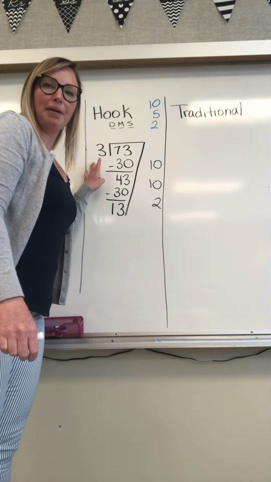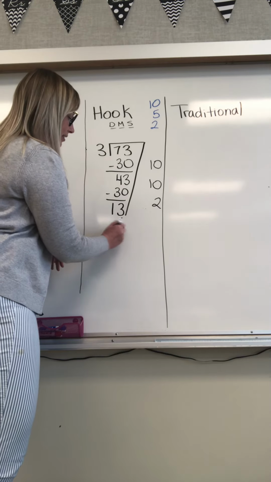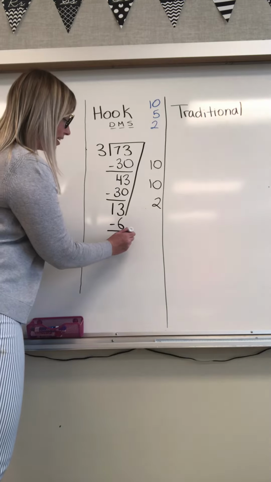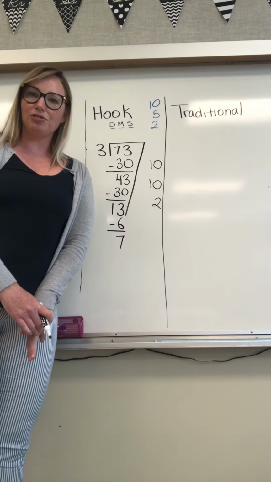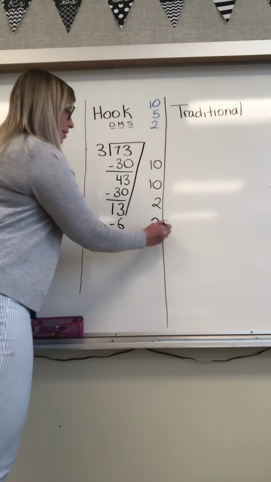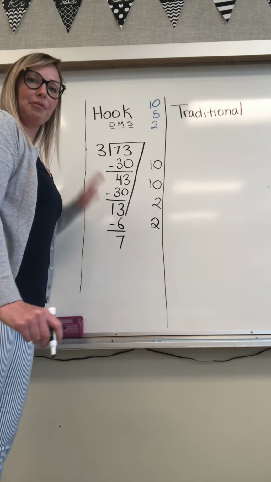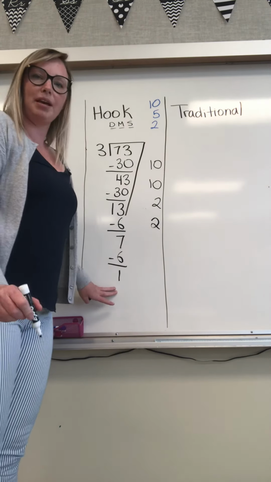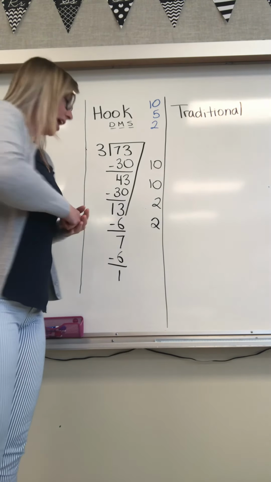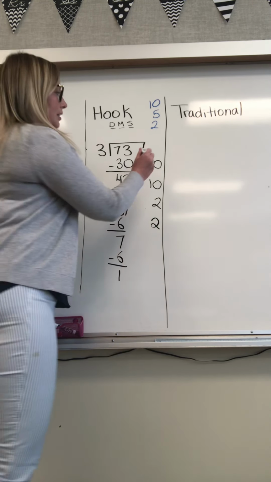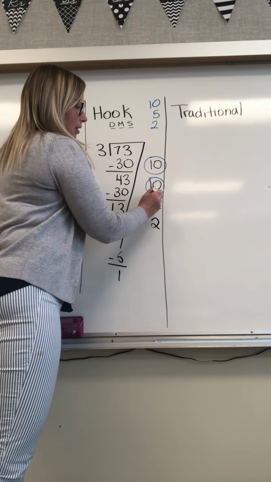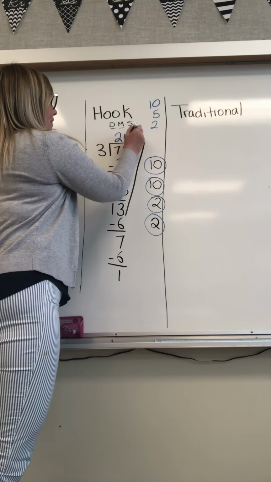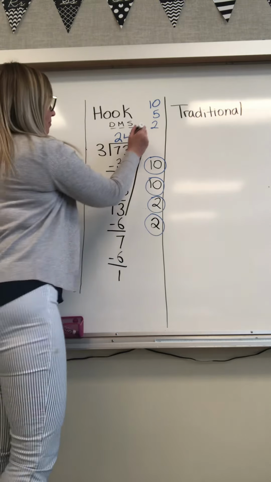2 multiplied by 3 is 6. And our third step, subtract, leaving us with 7. I can go ahead and do 2 one more time. 2 multiplied by 3 is 6. Leaving us with 1 remainder. Let's add up our side numbers. 10 plus 10 plus 2 plus 2 is 24. Remainder 1.